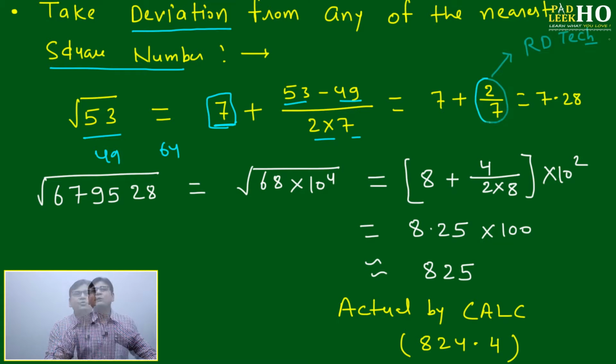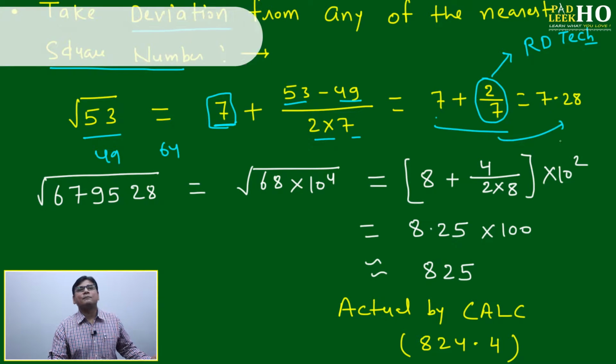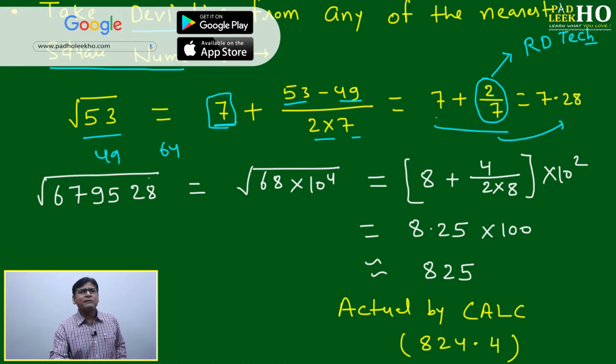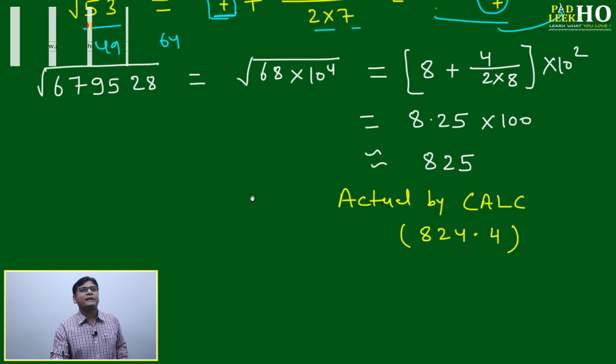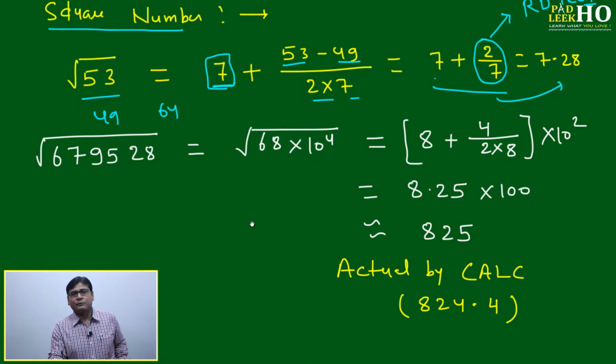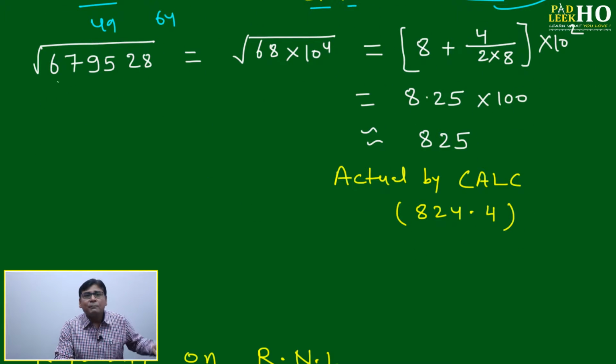How will you convert? You can just apply the RD technique, the remainder divisor technique. 1 by 7 is equal to 14%, or you can say 0.14. 2 by 7 will be equal to 28%, or you can say 0.28. Means directly you can write 7 plus 2 by 7 as 7.28. So the square root of 53 will become 7.28. Actually we will find it becomes around 7.3. The matter is the same. Now for big numbers also we can apply this.